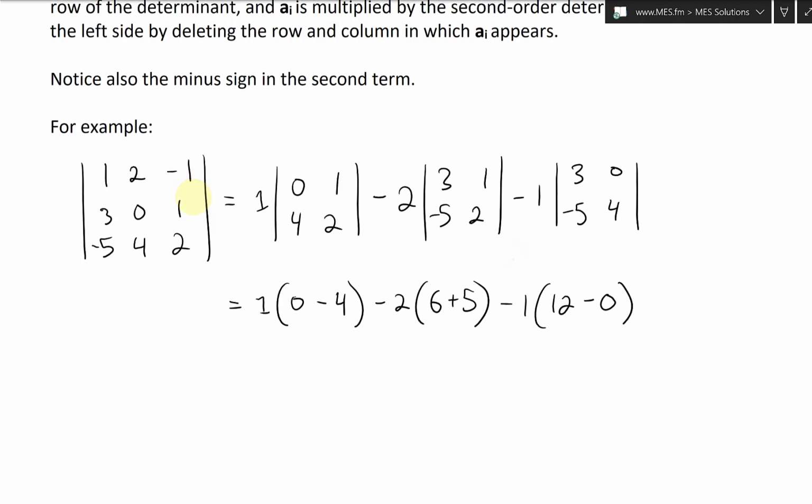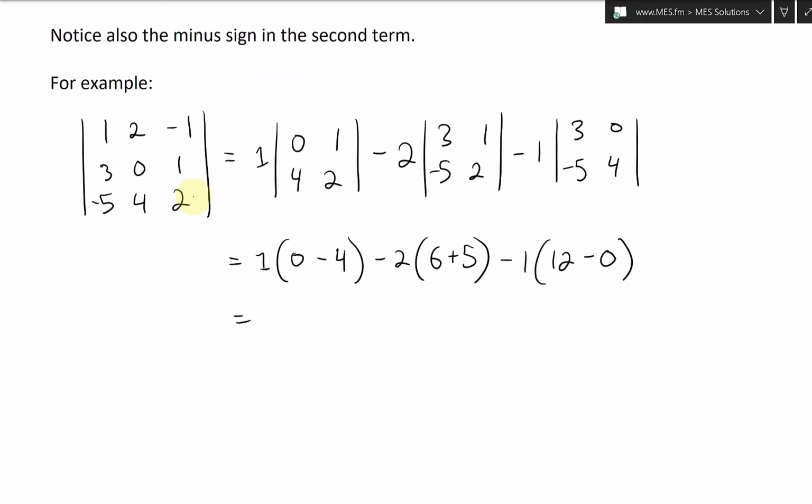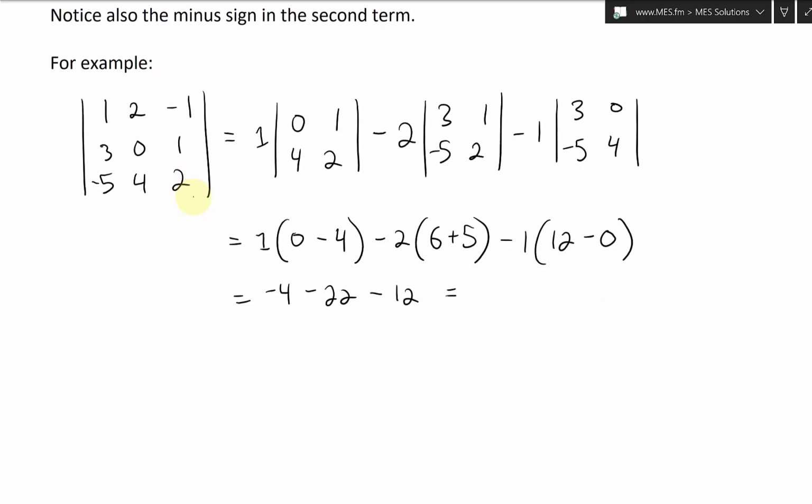All right, so now we get this. This equals to negative 4 times 1 is just negative 4. And this one is going to be negative 2 times 11. It's going to be negative 22. Next one's going to be minus 12. This equals to, these are all minus. 22 minus 12 is going to be 34, negative 34. Then minus 4 is going to be negative 38. Amazing.